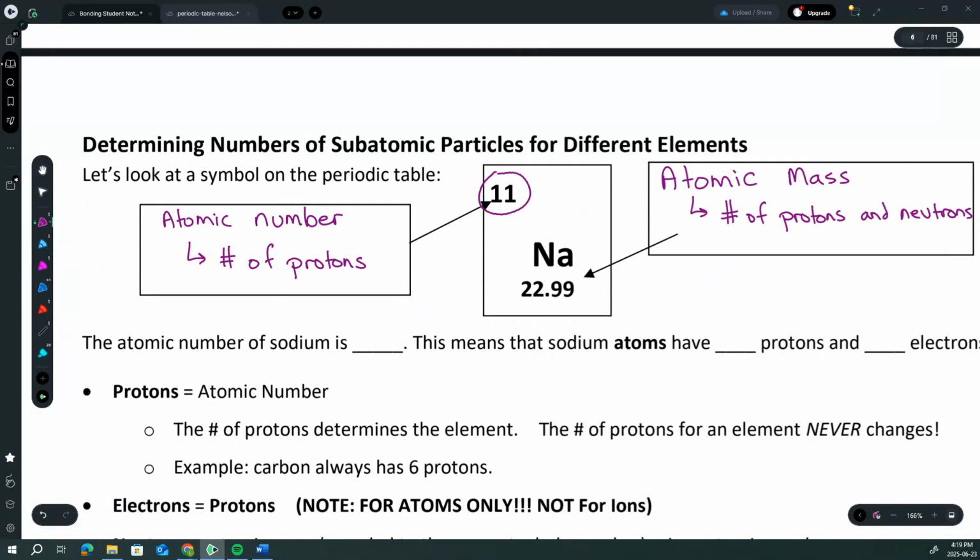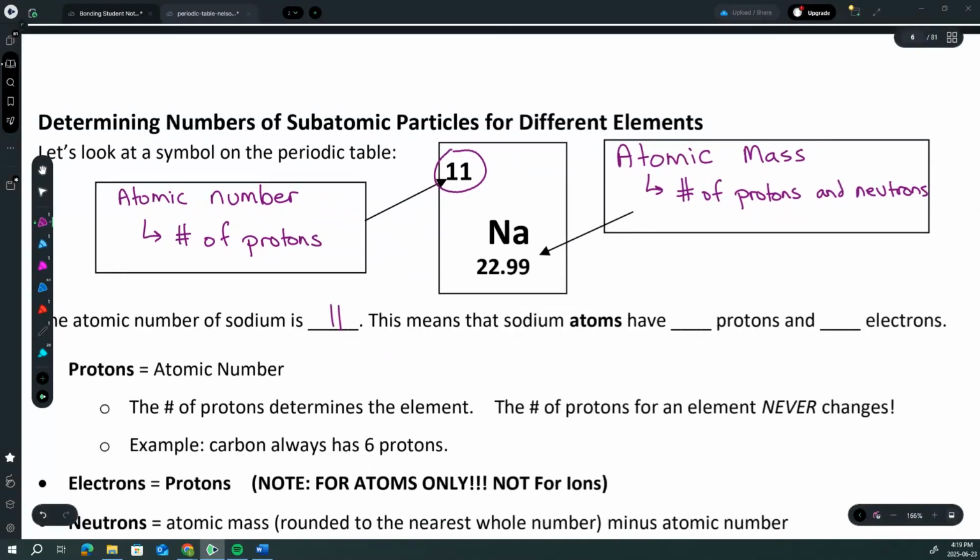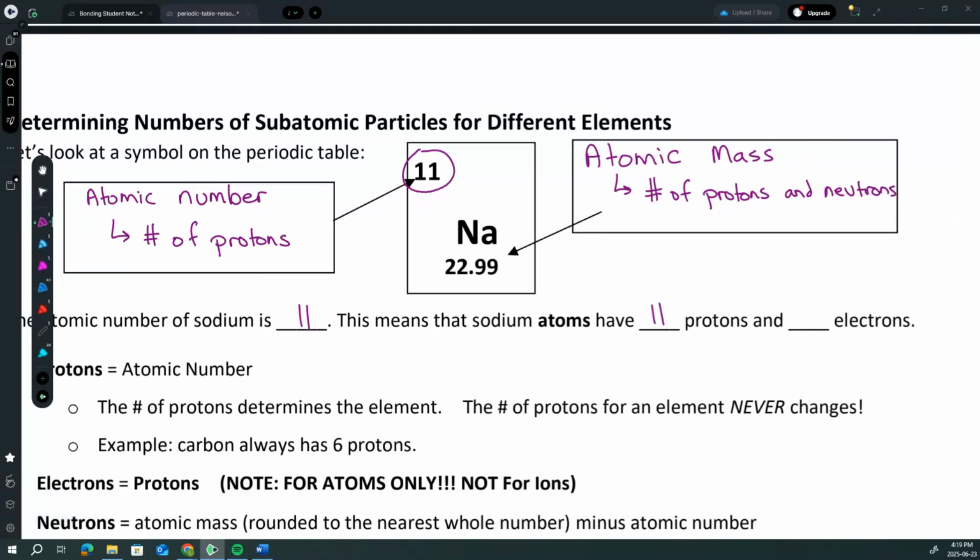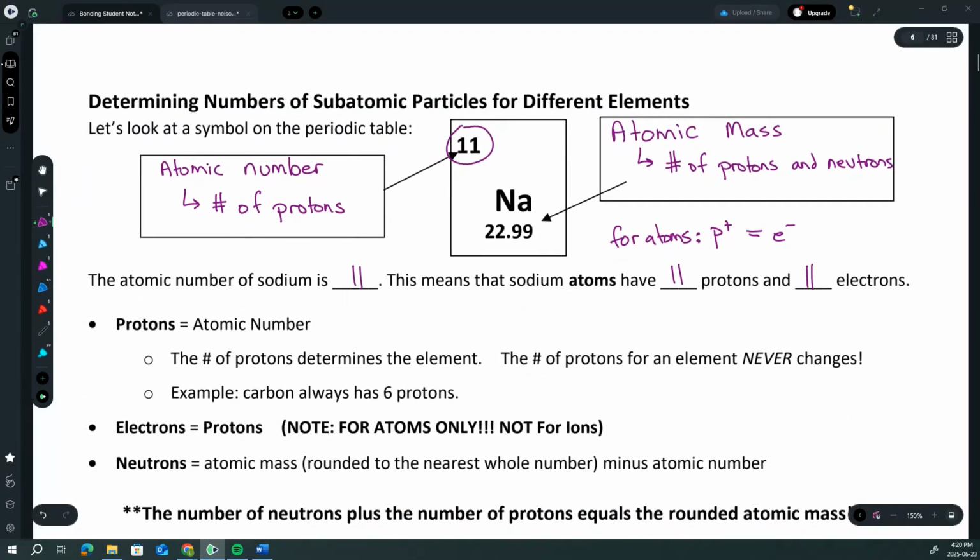Okay, so the atomic number for sodium is 11. So this means that sodium's atoms have 11 protons. So again, atomic number is the amount of protons you have. Okay, and if we are talking about an atom of a particular element, then the amount of protons for atoms, I should say, because this is going to change once we talk about ions, is going to be equal to the amount of electrons. So sodium atoms have 11 protons as well as 11 electrons.